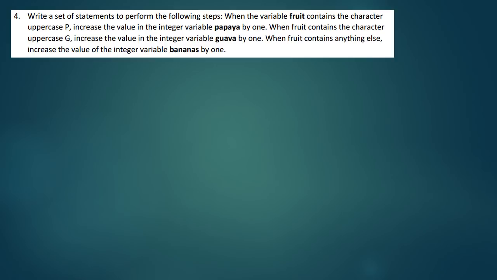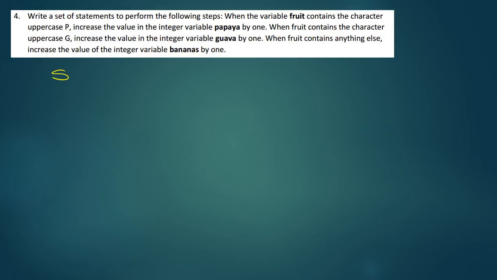So the other thing to keep in mind is you can assume for this question that fruit already has a value and that papaya, guava, and bananas have already been declared and have values as well. This is just a question to test your ability to compare. You have two choices for this. You can either use a switch or you can use an if-else, and I will show you both examples.